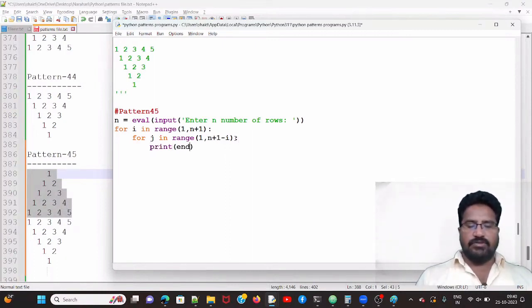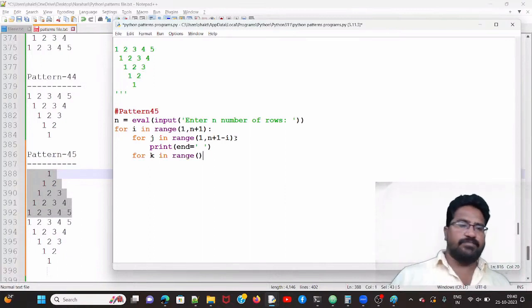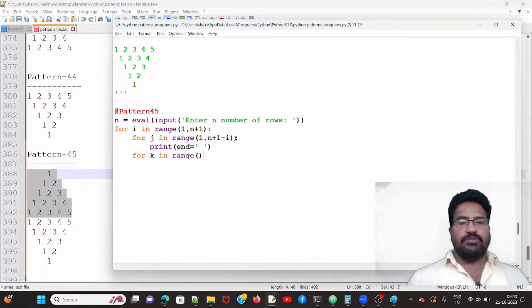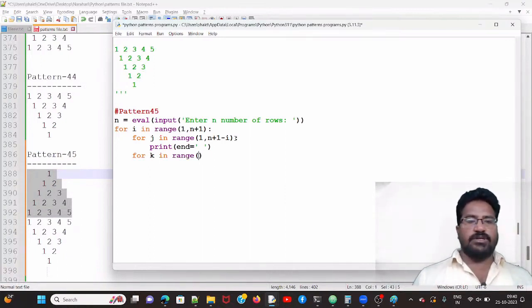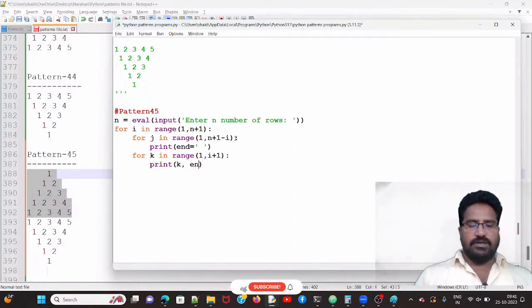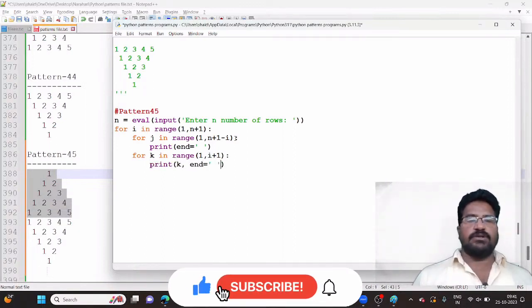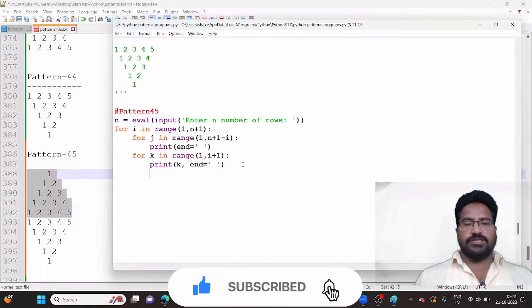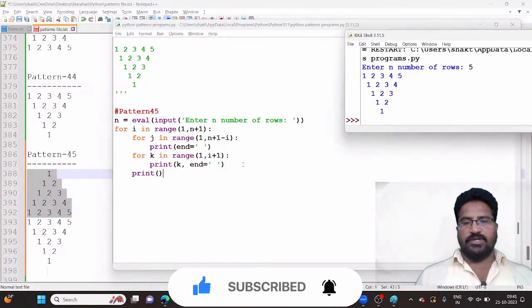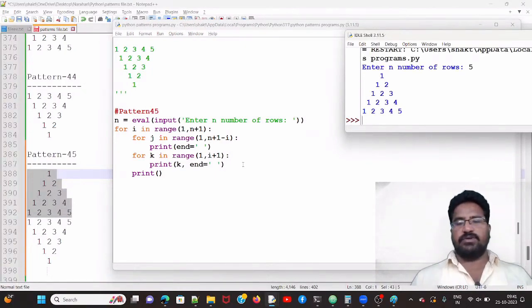So directly we take n equal to this. Then what about the k? For k in range, then displaying which value? The k value. First one time only, then 2 times, 3 times, 4 times, 5 times, starting 1, then i plus 1. Then print k with end equal to a space. At the end, let's take the empty print here. I am giving 5.